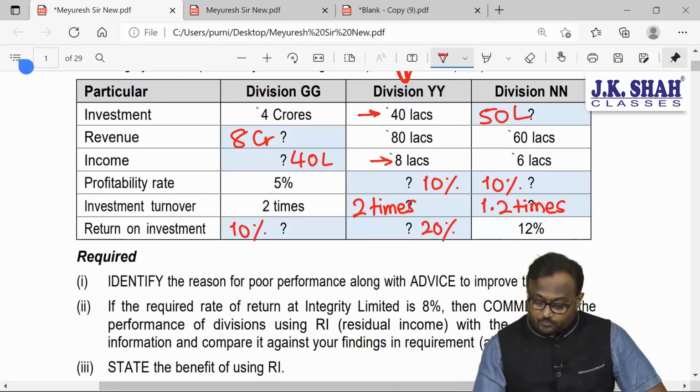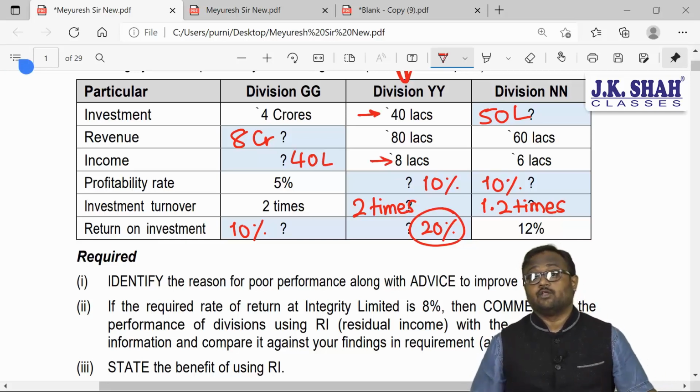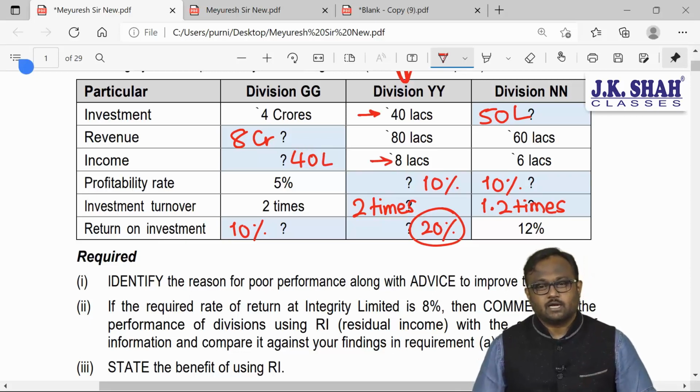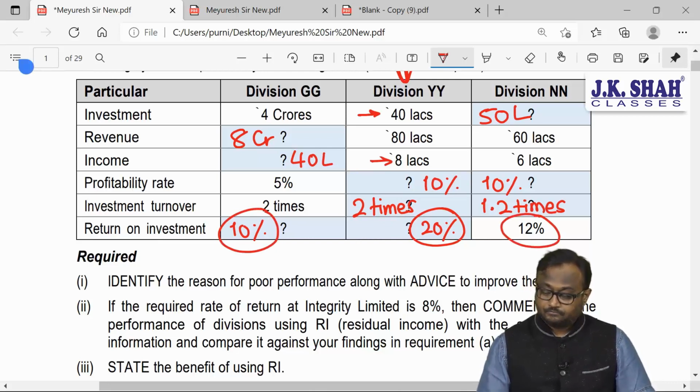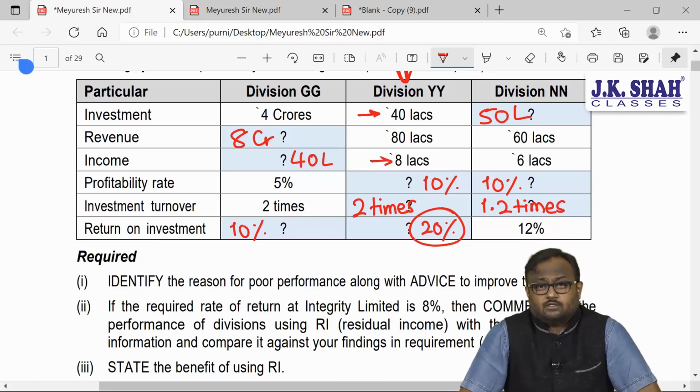Now, in the first part, they have asked us to identify the reason for poor performance along with advice in improvement. If you observe carefully, my return on investment for division YY is 20%. So when I invest 100, I'm getting 20 rupees back. That means within 5 years, my entire investment gets recovered. Okay, I'm not considering present value factor and all that. Round about in 5 years, my entire investment gets recovered. Whereas this is too low. Correct? And even if you consider profitability, it is 10%, which is reasonably good, but GG is having only 5%. So division Y, it seems it's doing good.